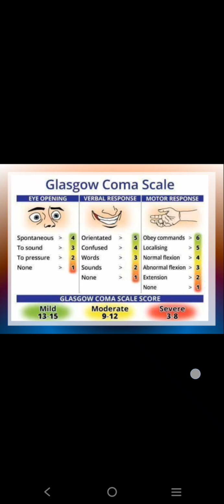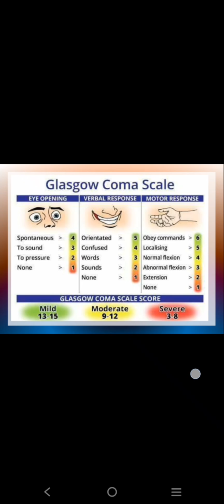First is orientation. If he is oriented, then it comes under grade 5. But if he's in a confused state, it comes under grade 4. And if only words are there, there is 3 points. And for only sounds he is making, then it is 2. And at no response at all, it comes under none. In that, the first one is oriented.